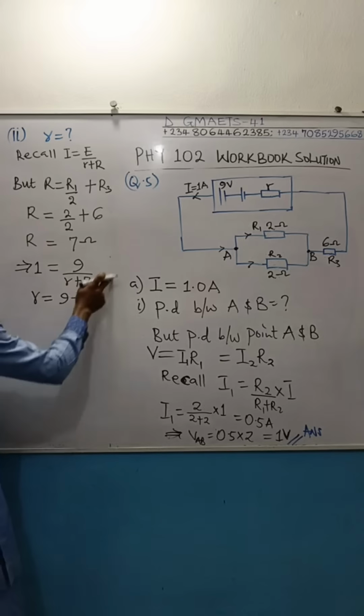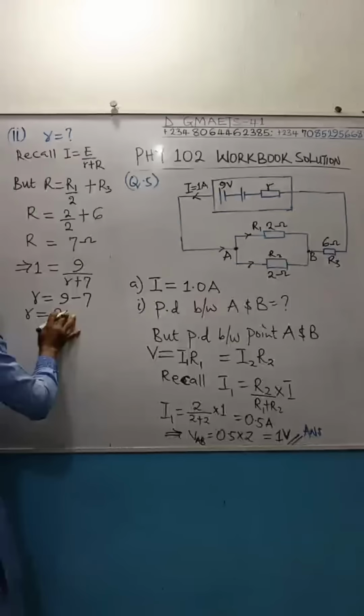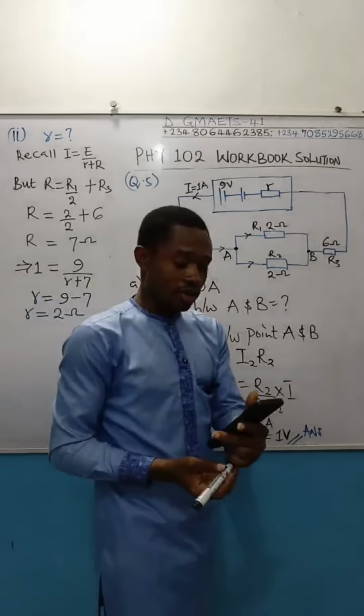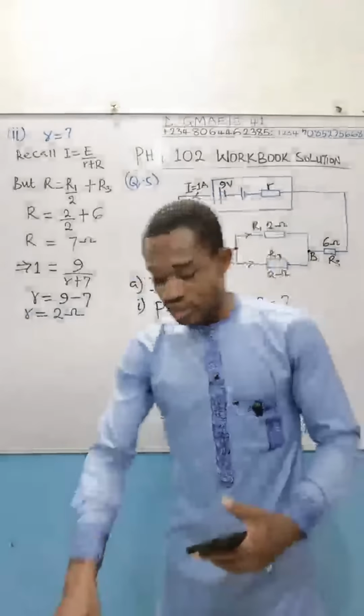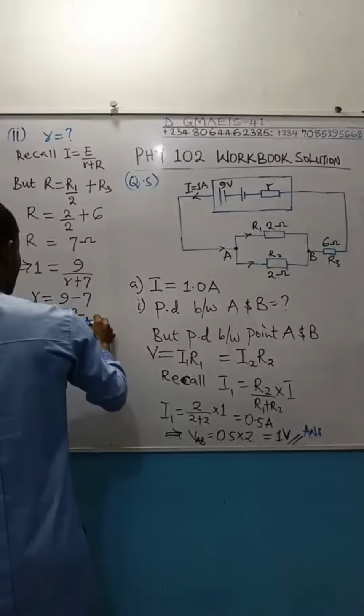So if you simplify this, you are going to get the internal resistance to be equal to 9 minus 7, and the internal resistance will be 2 ohms. From here you cross multiply and then collect like terms. So we are done with this second question where we were asked to calculate the internal resistance.